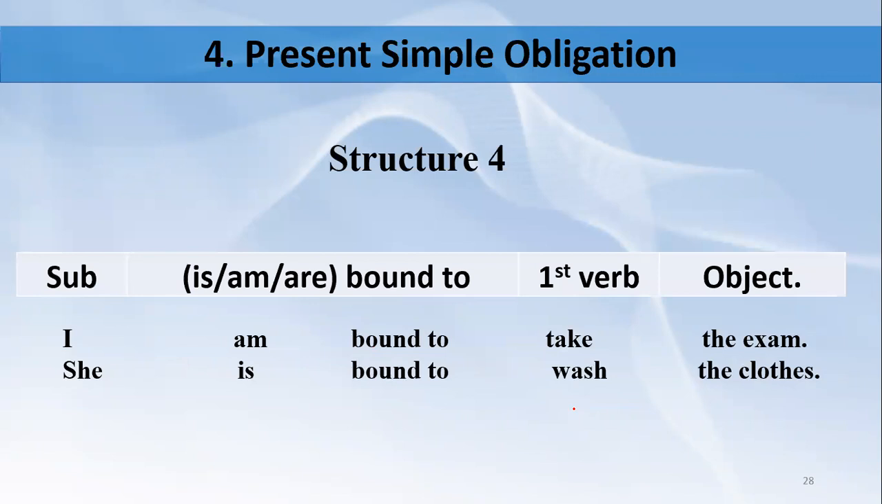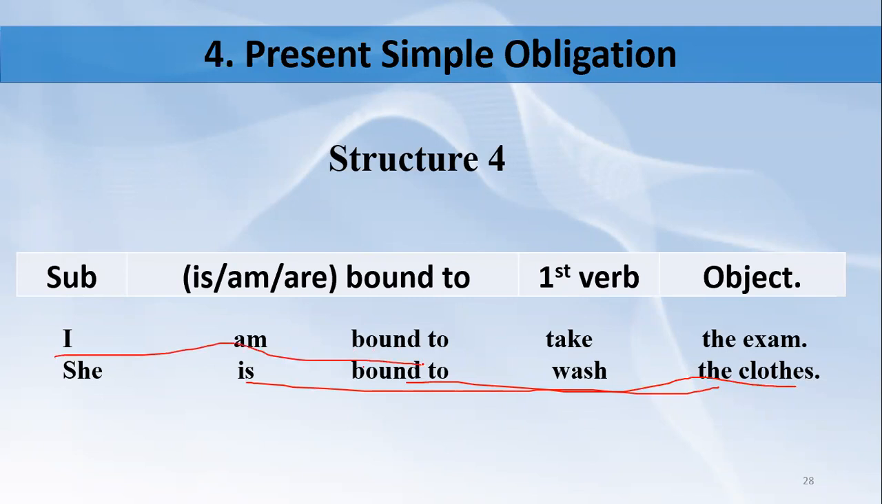Then structure number 4 for talking about our obligations in the present simple tense is subject, then is, am, or are, and then bound to. So like I am bound to take the exam, she is bound to wash the clothes, he is bound to wash the clothes. We are bound to take 5 online classes daily. So bound to, clear.